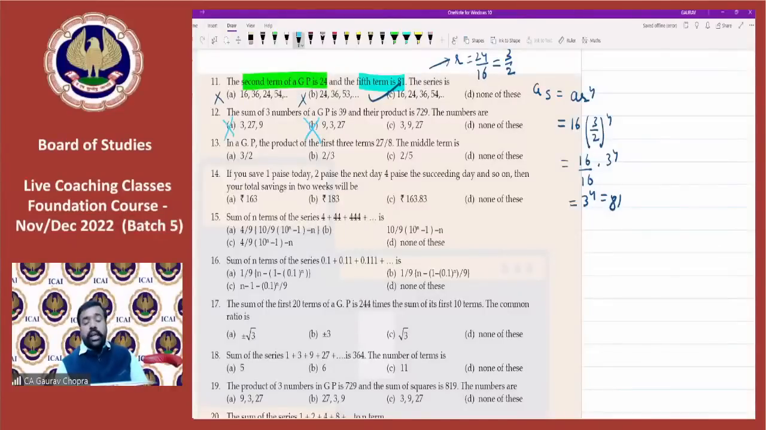This cannot be GP as well. Now the third one, check both the conditions. 3, 9, 27, value is increasing. Now, is the sum 39? Yes. Is the product 729? If we multiply all three, are we getting 729? Yes. So both the conditions are satisfied. So option number C is correct. All right. So C is the correct answer.